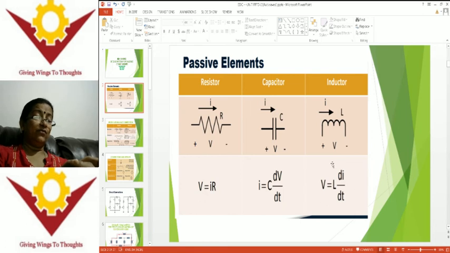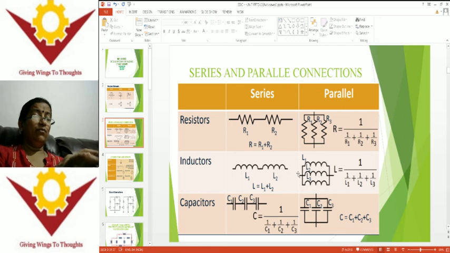These are the equations of voltage and current for the inductor, and I is equal to C dV by dt is the current flowing through the capacitor. V is equal to 1 by C integral of I dt is the voltage drop across the capacitor. V is equal to IR is the drop across the resistor. Similarly, I is equal to V by R is the current flowing through the resistor. These are the basic formulas for measuring current as well as voltage through these passive elements. Let us see now what types of different connections we are having in the circuits.